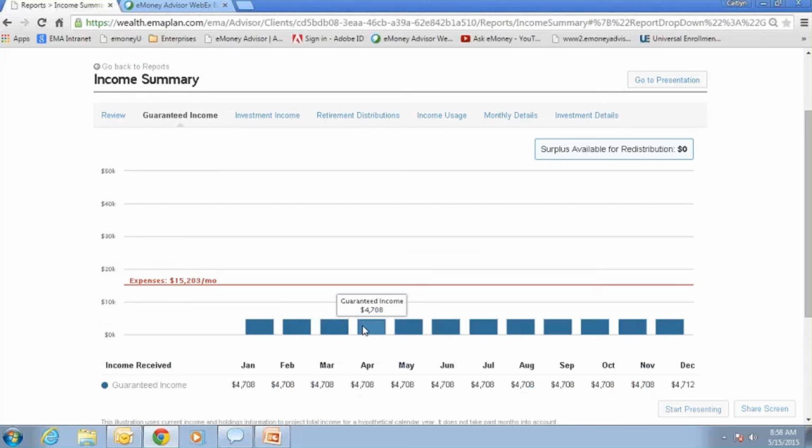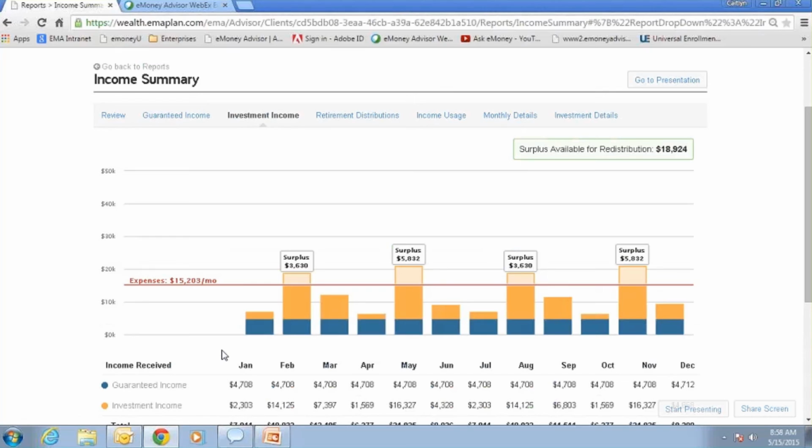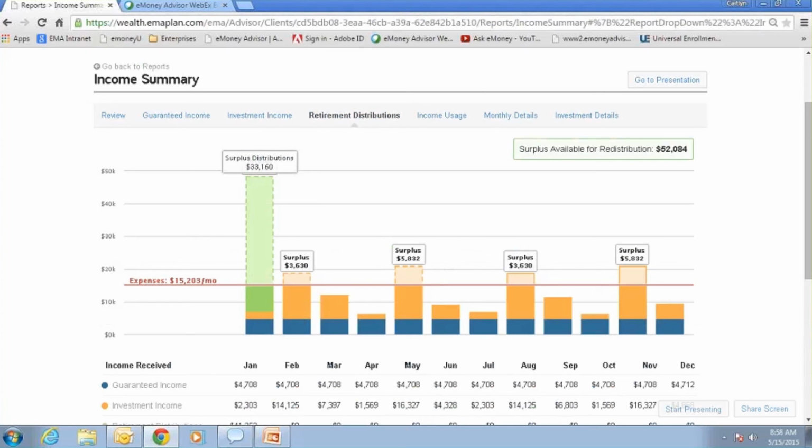So obviously we need additional sources of income because we're not there with just our Social Security and our pension. Investment income is going to look at our income-producing securities and what the growth is. So we see that a number of different months we surpass our goal, others we do not. And then retirement distributions is going to show us our RMDs, usually coming out in the beginning of the year. So this is what their picture looks like.